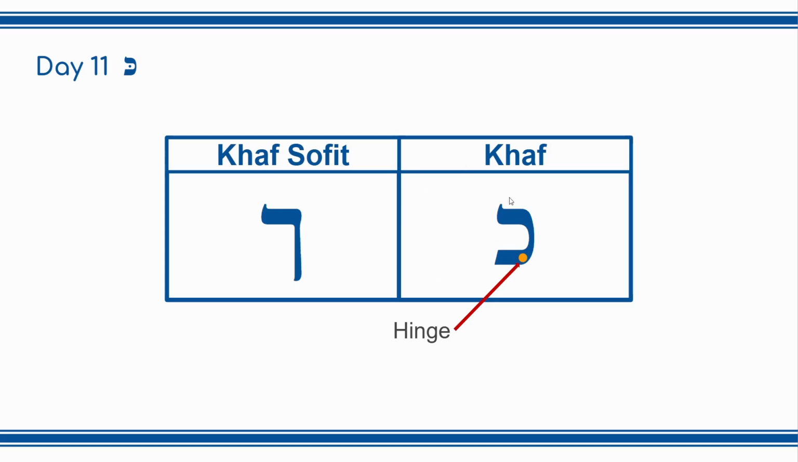And so this letter is Chaf, and this letter would be called Chaf Sophite. Sophite means like at the end, so it's letting you know what form the letter's in. So we kind of have a different name for it. You call it Chaf Sophite, and this is Chaf.